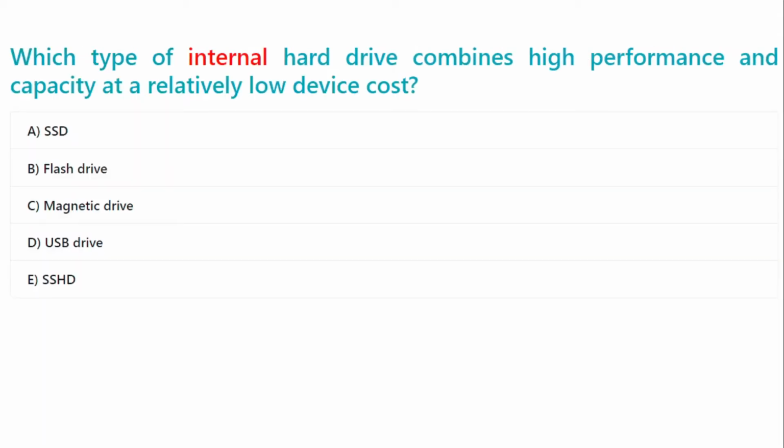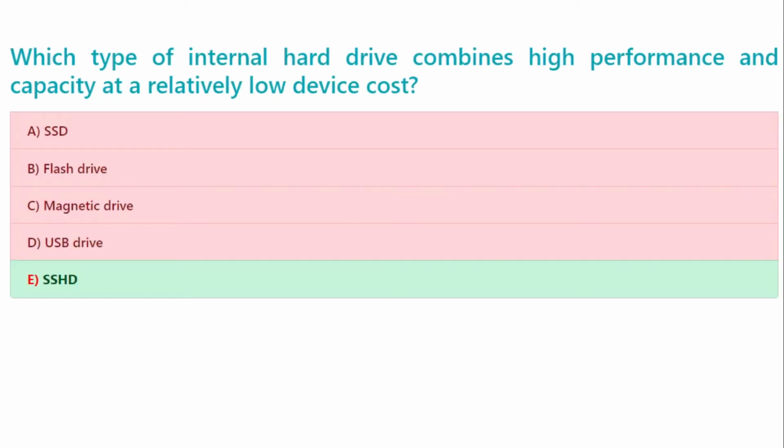Which type of internal hard drive combines high performance and capacity at a relatively low device cost? A. SSD. B. Flash drive. C. Magnetic drive. D. USB drive. E. SSHD. The correct answer is E. SSHD.